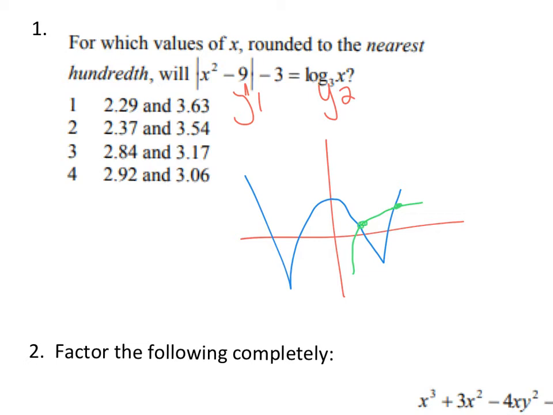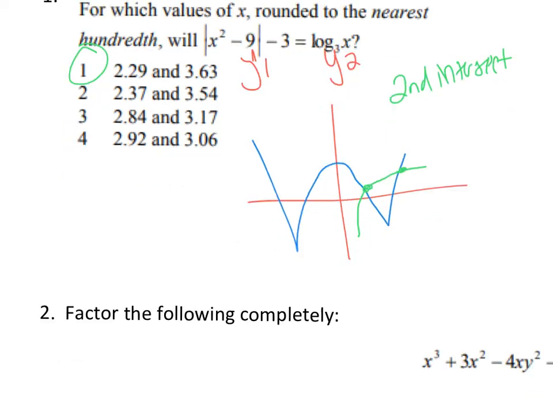What you're going to do is the second intersect command, second intersect. You're going to bring the blinky dot really close to the intersection, press enter 3 times, and then press enter 3 times for the other one, and you're going to end up getting choice 1.